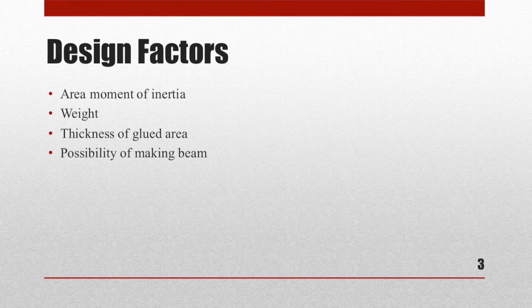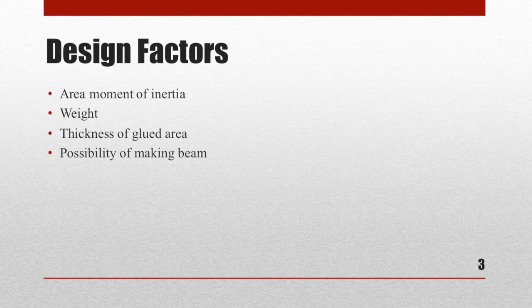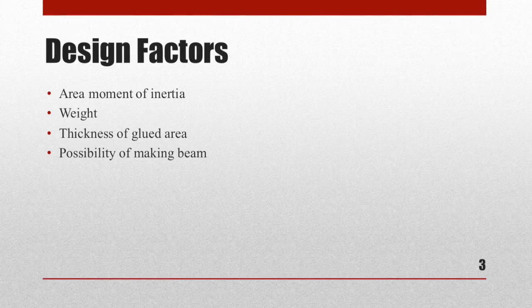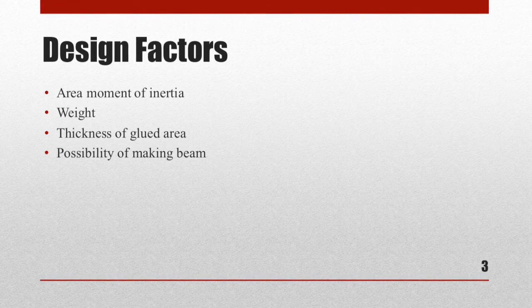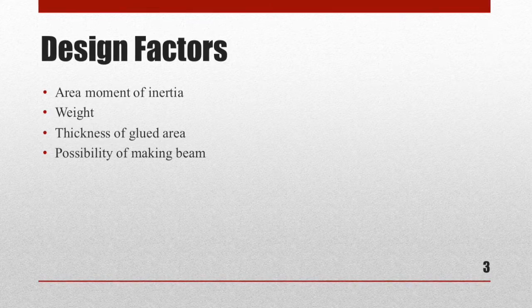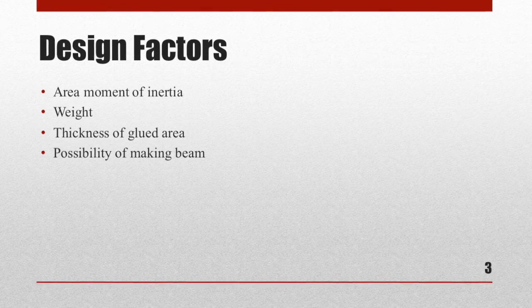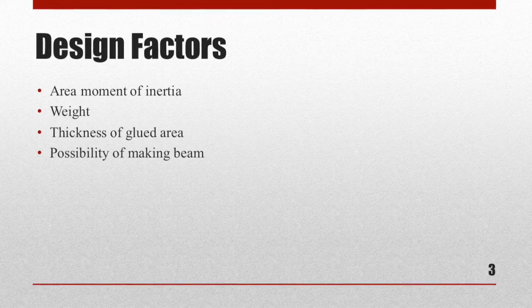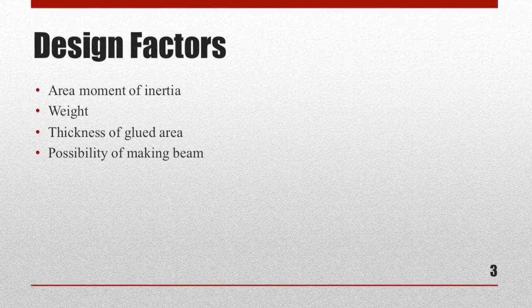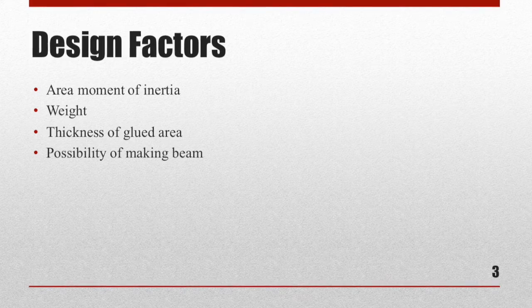To get the optimum beam, we have to consider the design factors. First is area moment of inertia. We want a high value of area moment of inertia. It will make the beam able to handle a high value of load. Second is weight. We want the beam with the lowest weight because it will increase the value of the performance.